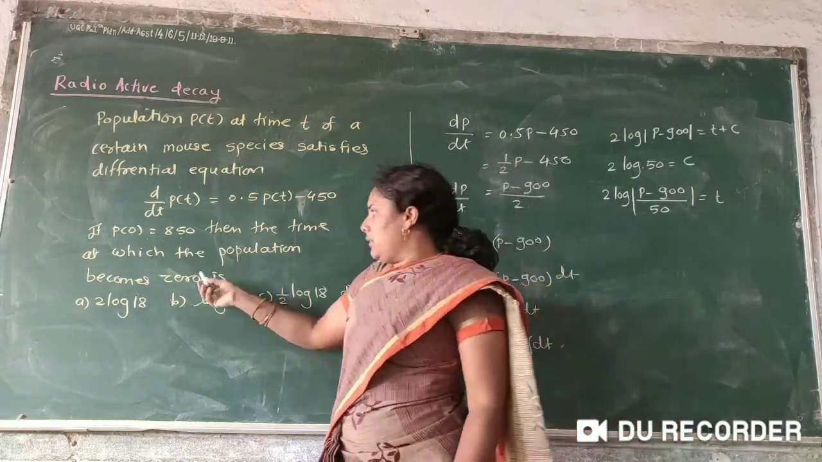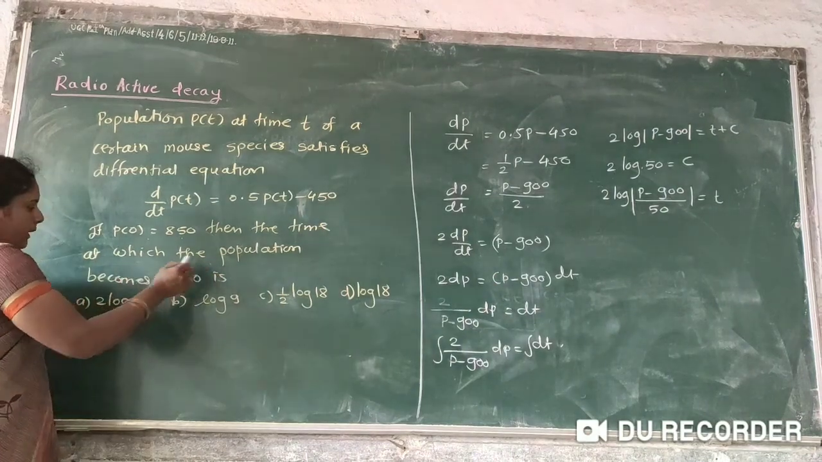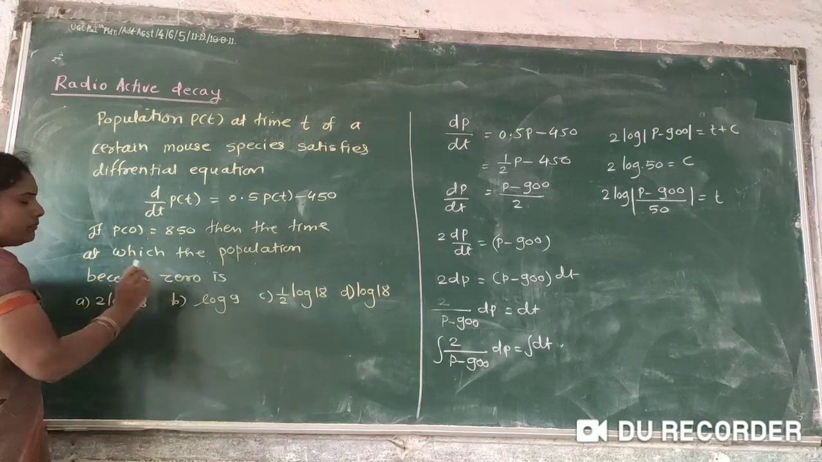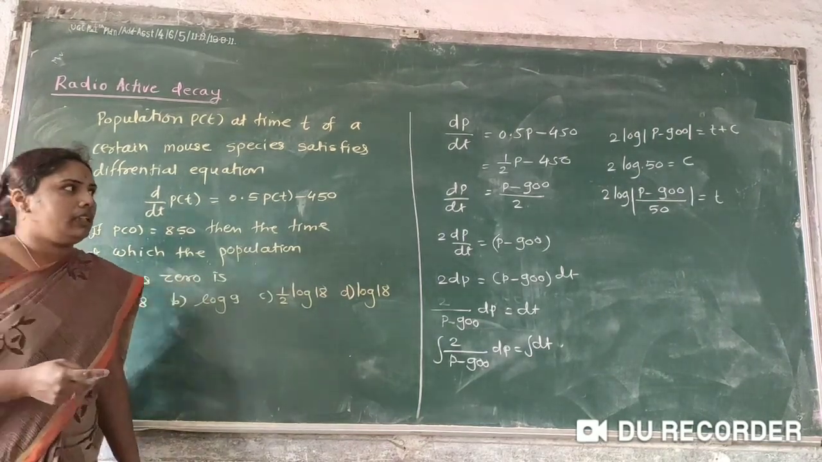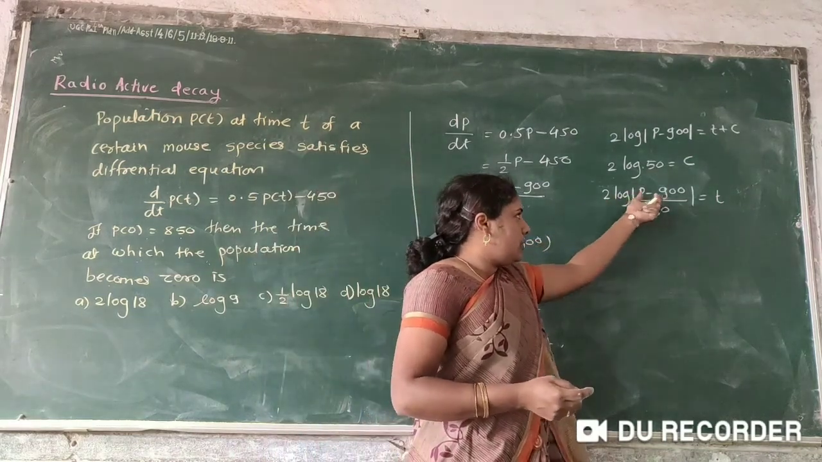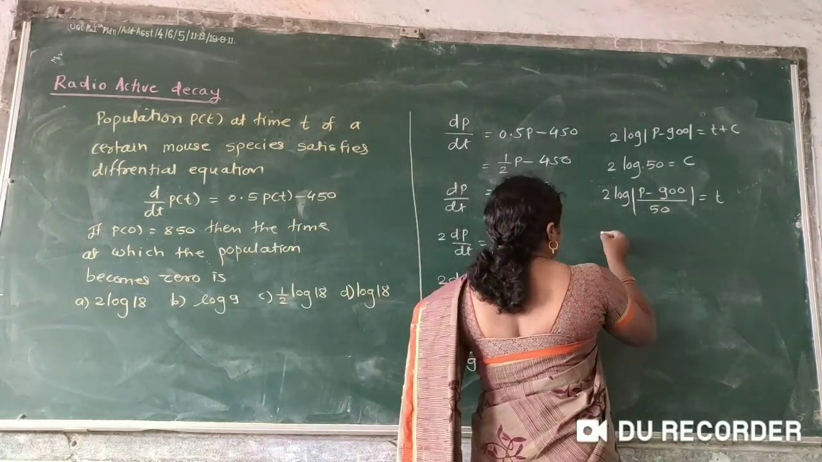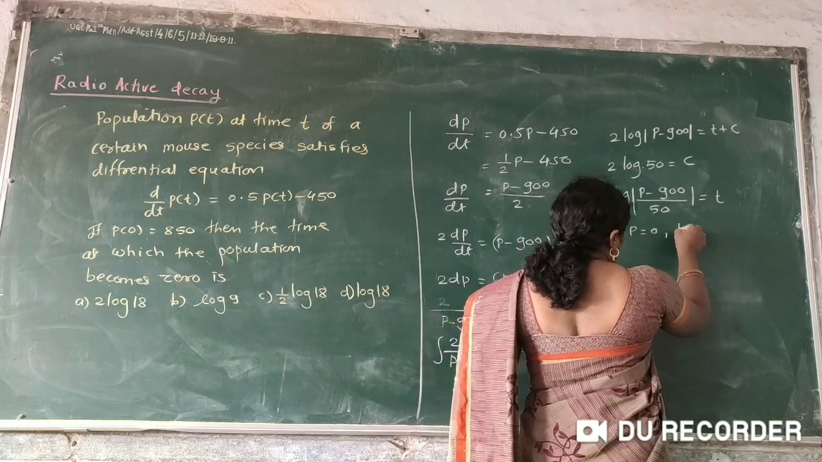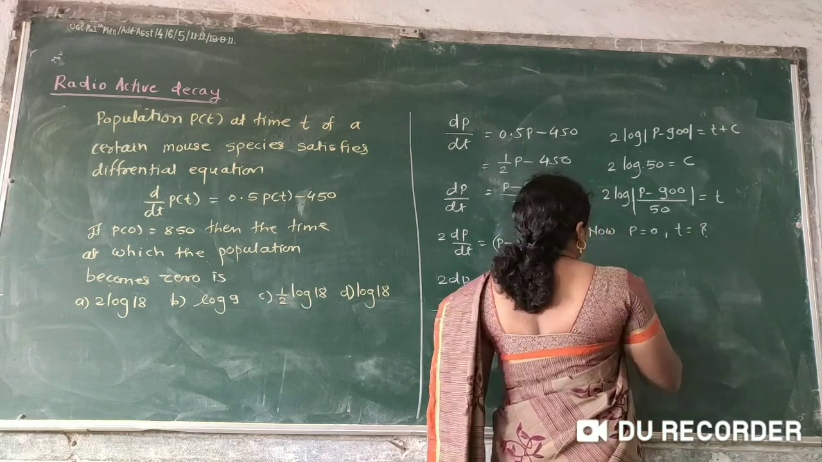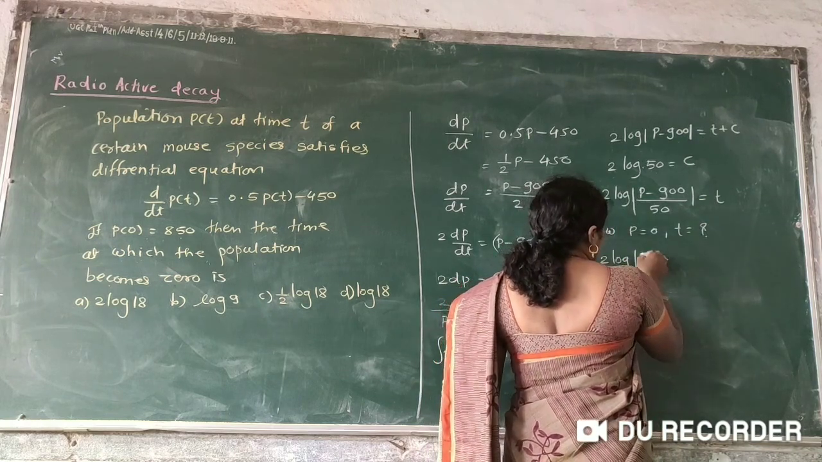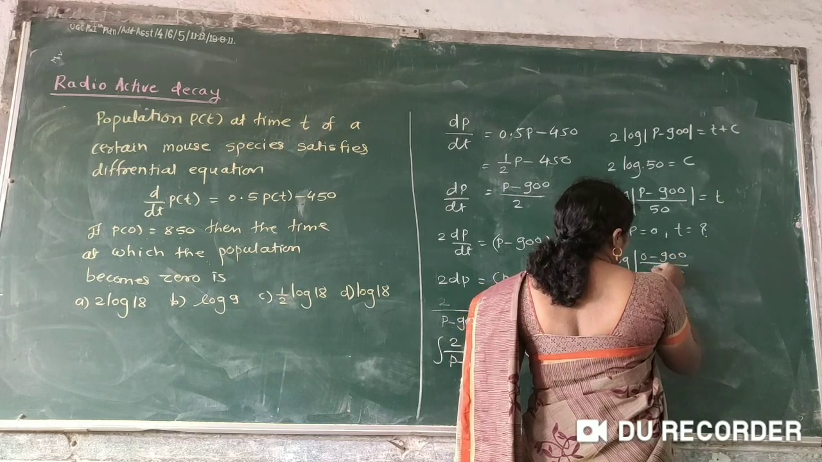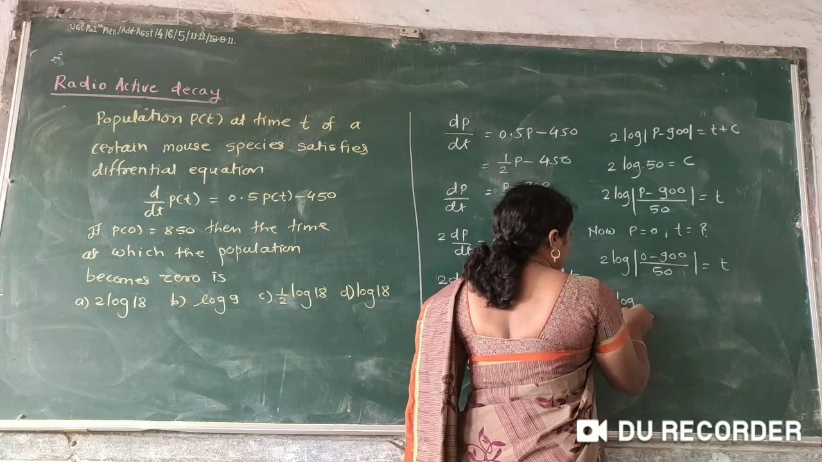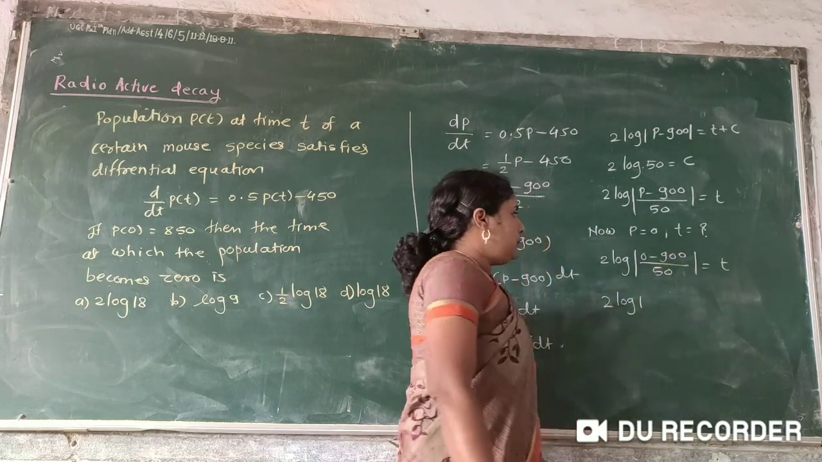And here which value we can find, which then the time at which the population becomes 0, म्हणजे population 0 केव्हा होणार आहे त्यात म्हणजे p equal to 0 व्हॅल्यू केव्हा मिळते हे आपल्याला फाइंड आउट करायचं आहे. नाउ p is equal to 0, then t is time is find out 2 into log mod of 0 minus 900 upon 50 is equal to t, that is 2 into log mod of 900 upon 50.